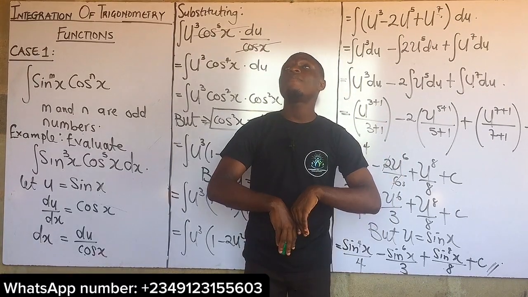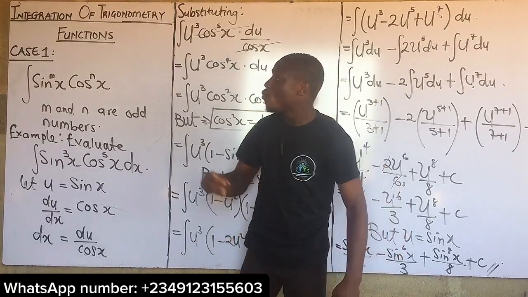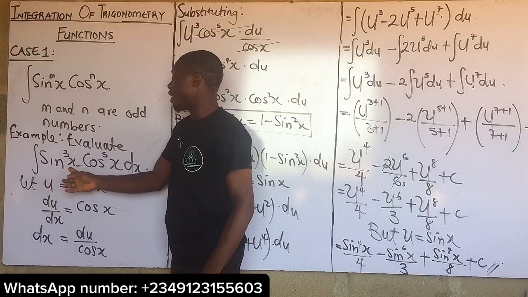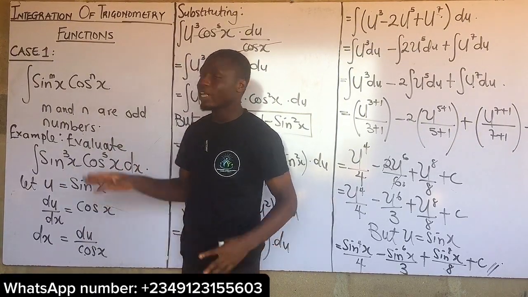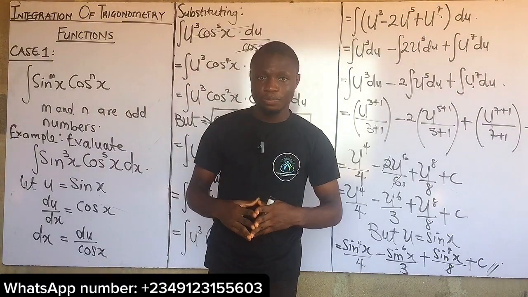So the task is that whichever one you want to use, when it comes to odd numbers, you can use either sine x to be u or perhaps cos x to be u. These are the concepts behind integration of trigonometric functions.